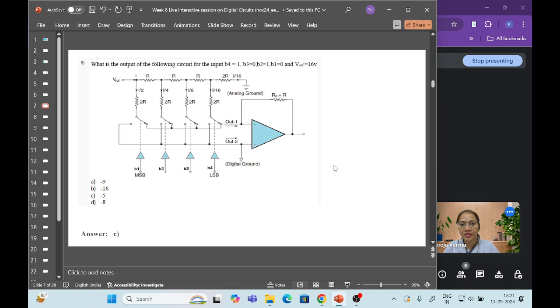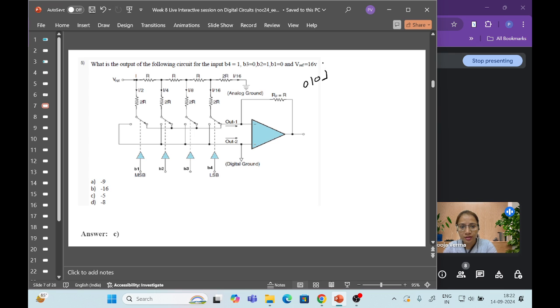For the input, B4 is 1, B3 is 0, B2 is 1, B1 is 0, and V reference is given as 16 volt. Okay. So what is the output of the following circuit? So here V reference is given, and here B4 is the LSB, least significant bit, and B1 is the MSB. So we can write it from 0, 1, 0, 1, right?